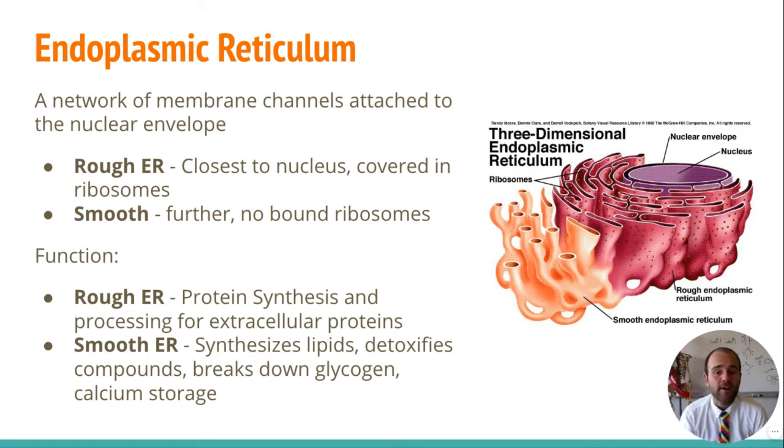The smooth ER is going to synthesize lipids. It is also going to detoxify certain toxic compounds. It's going to add a hydroxyl group, which you'll remember is an OH, which is going to allow it to be dissolvable a little bit easier in water, which is going to help it flush from the system. It's also going to be involved in breaking down glycogen, which is long-term energy storage. And it also holds a lot of calcium, which is really important in things like muscle cells, for muscle contraction. So smooth ER is going to be really big in your muscle cells.